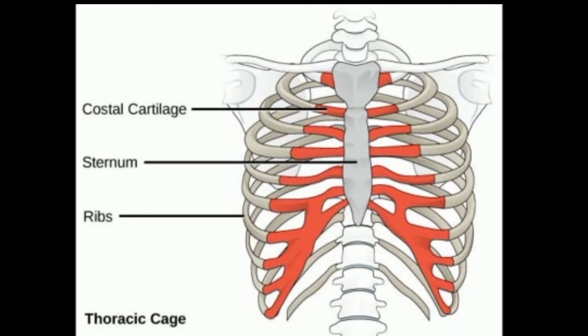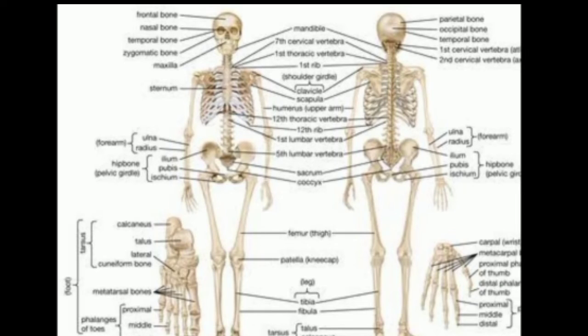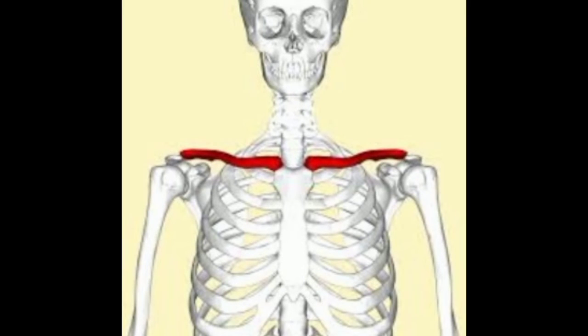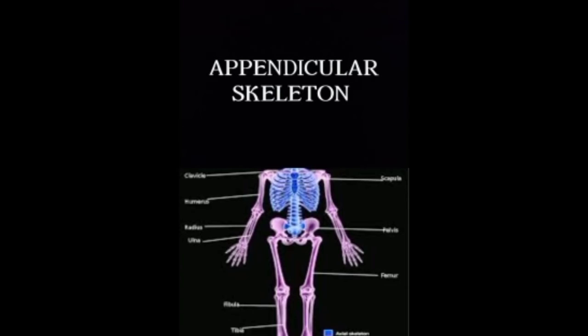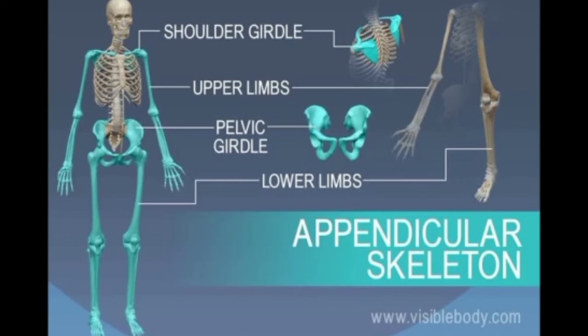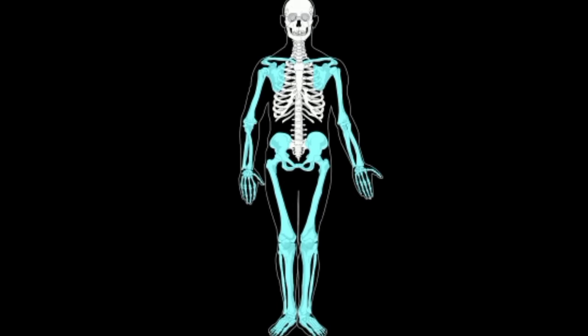Here our axial skeleton is finished. Now we have the appendicular skeleton. There are 80 bones in the axial skeleton, and in total there are 206 bones. So the other 126 are appendicular. So there is the clavicle, which surprisingly belongs to the appendicular skeleton. You may see the blue portion in the picture as the appendicular skeleton.